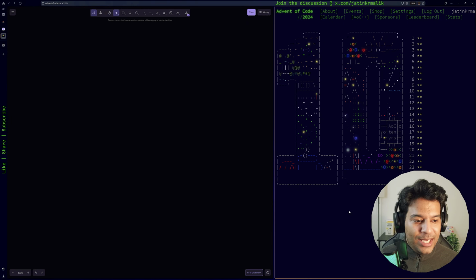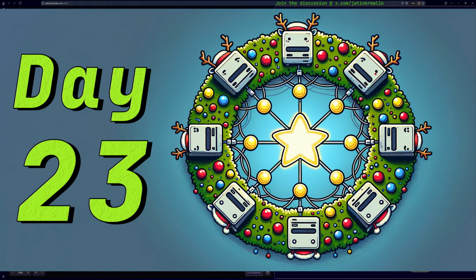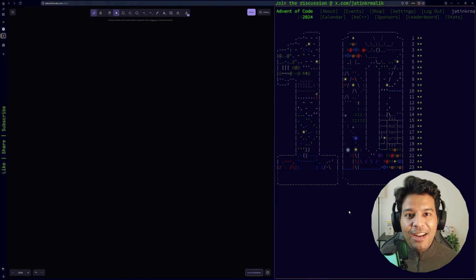And yesterday we solved the LAN party, where we had to find the biggest connected network of all the computers in a LAN party. And we learned how you can solve an NP-hard problem, which usually takes exponential time, in still a reasonable enough time if you optimize it and constrain the scope a little bit.